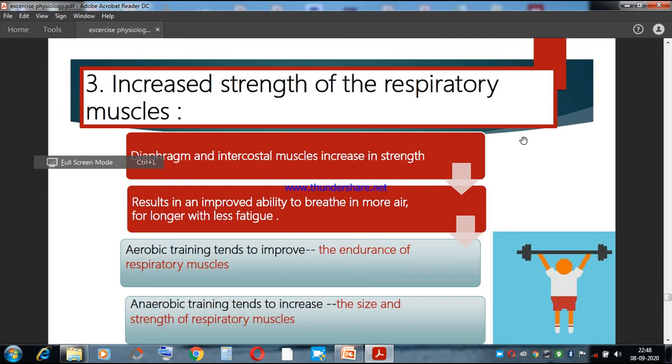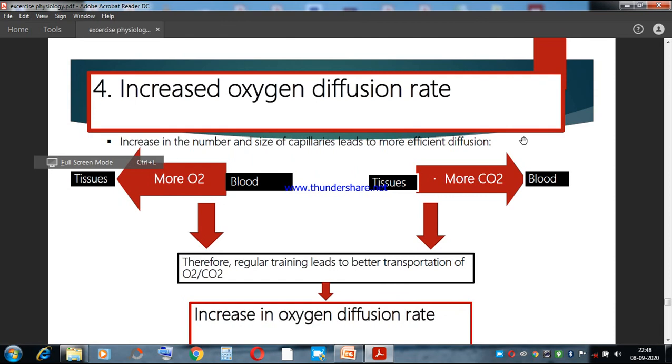Anaerobic training, on the other hand, tends to increase the size and strength of the respiratory muscles. So the size and strength of the respiratory muscles will increase with anaerobic training, and the capacity of the respiratory muscles will increase with aerobic training.